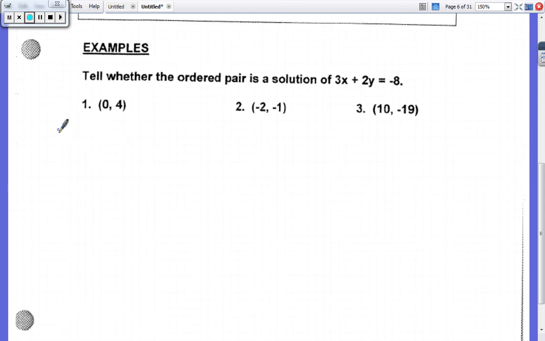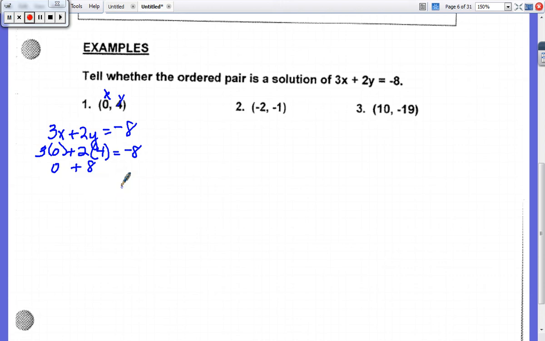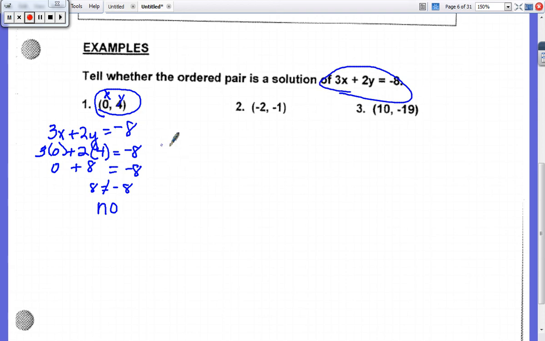Okay, we have the equation 3x plus 2y equals negative 8. Here's your x and here's your y. So 3 times 0 plus 2 times 4 equals negative 8. We have 0 plus 8 equals negative 8. 8 equals negative 8? It does not, so no. This ordered pair is not a solution of this equation. Let's try the next ordered pair.